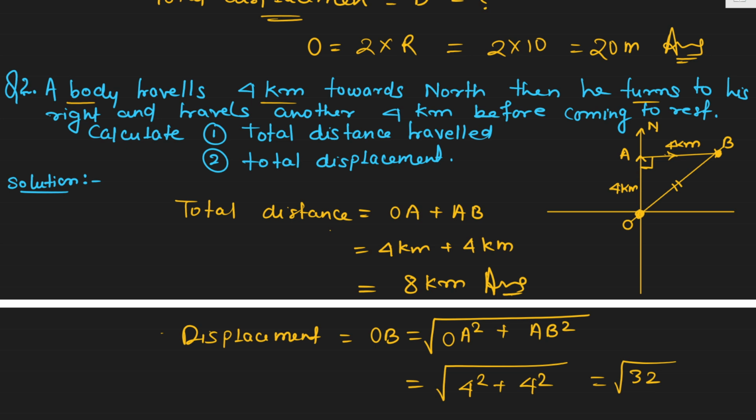So after calculation, what will we get? Here we'll get 5.65 kilometer. This will be the other answer. So we got the distance and displacement.